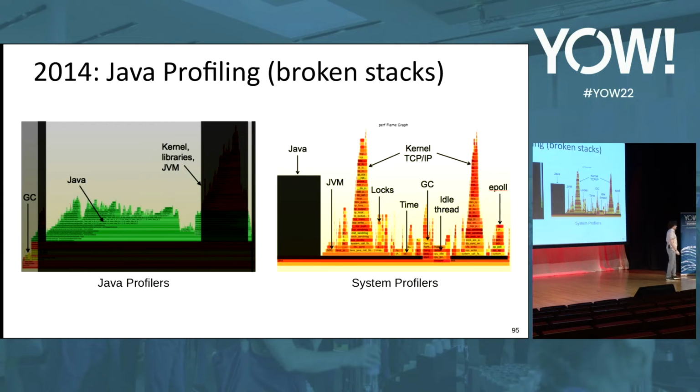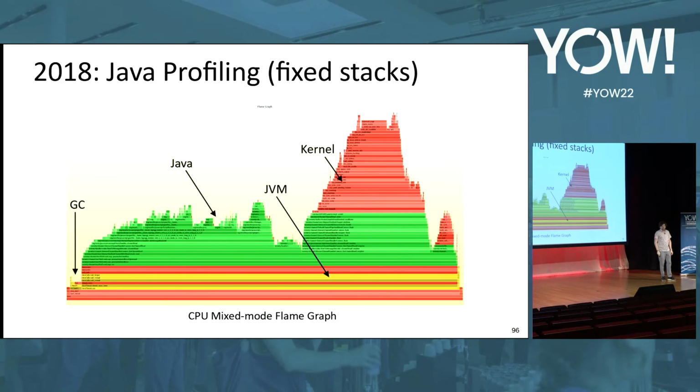When I joined Netflix, Java profiling actually looked like this. Netflix was doing flame graphs using a JVM TI profiler, so you could just see the Java bits, and then using a system profiler to look at the remaining bits. And then in your head, you were trying to connect the dots. But by 2018, I got it all fixed, and I talked about this at YOW 2018. So now the Java frames are on top of the system frames. You can see going in and out of Java and back into the kernel and so on. That's a mixed mode flame graph.